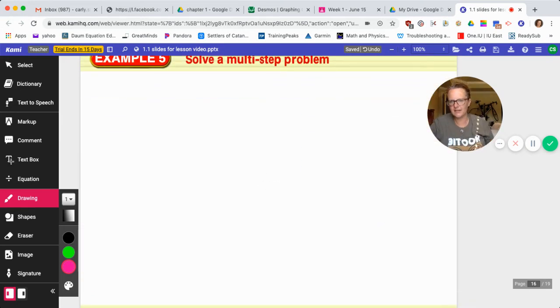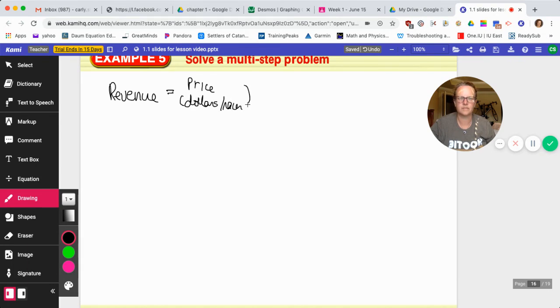All right, so the first thing, let me get to a black marker. The first thing I'm going to do is talk about revenue, which is what we're trying to find. Revenue is going to be equal to the price in dollars per racer times the attendance. I always spell attendance right, and I just did. It's one of those words I can't get straight in my head. It's A-N-C-E at the end.